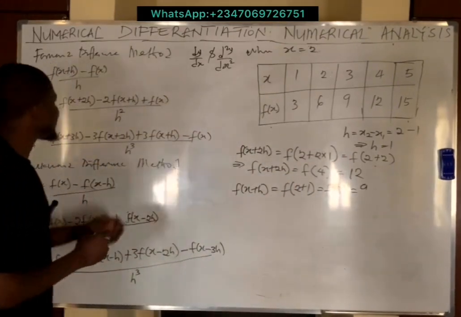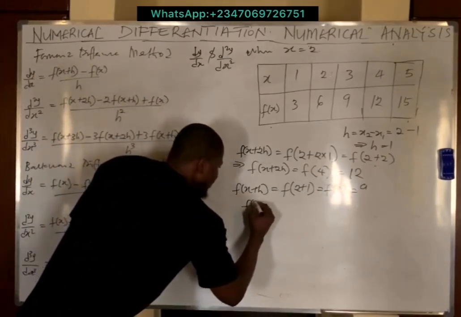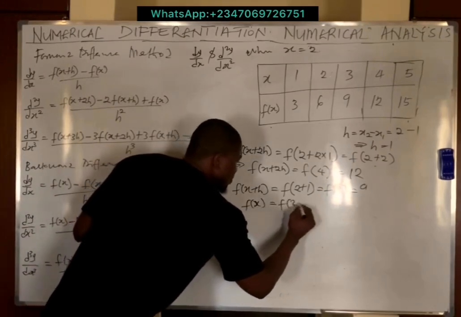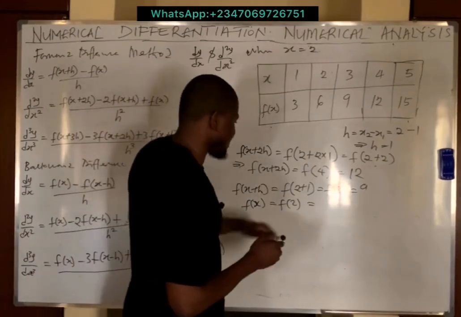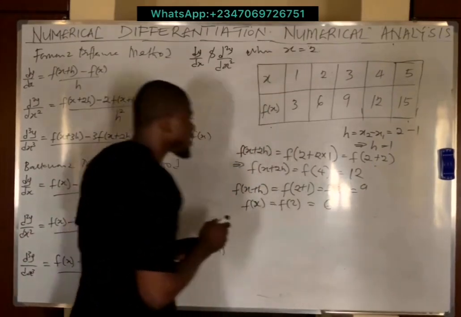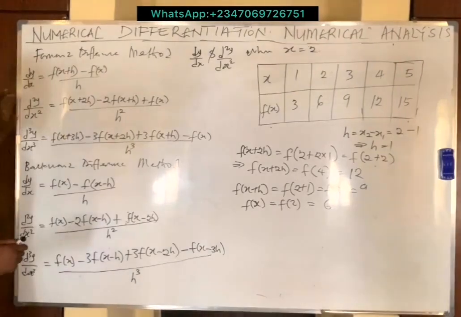And finally, on the formula, you have f of x, which is f of 2, because x is actually 2. So when x is 2, what is y? 6. You have 6. So you have all your points. You simply represent them in that equation to obtain the second derivative, right?